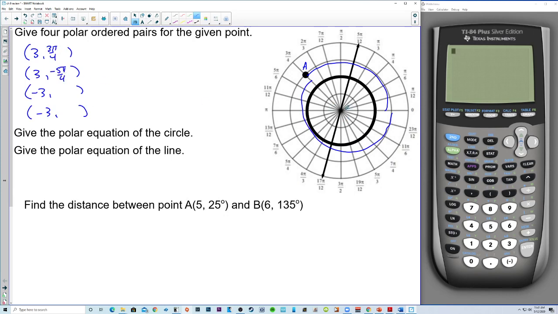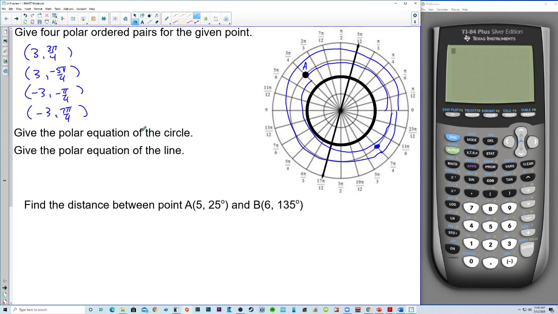Then if we go in the negative direction, 1, 2, 3 here, make that a negative 3. Then when we get to this point, if you go negative 3, you're going up to that point A. Let's get to that point going negative angle. That's negative pi over 4. And then get to that point doing a positive angle, which is 7 pi over 4.